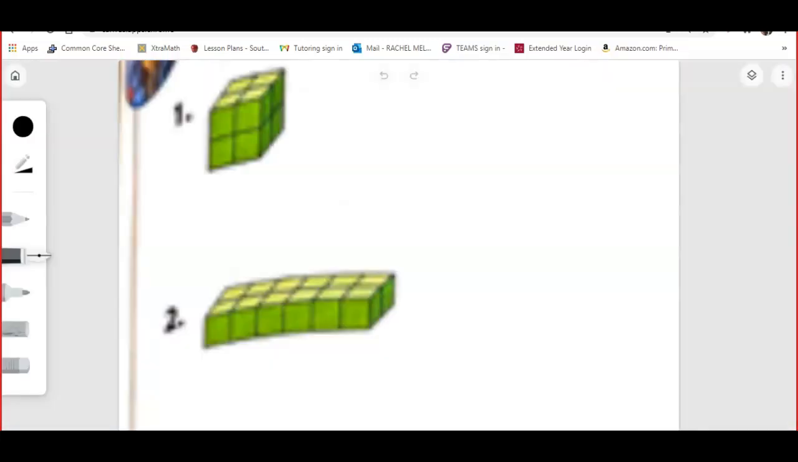All right, and 2 more. So I'm going to look at this one first, number 1. And again, I'm going to think of this as a cake. I can see the top layer of my cake. I can see that there's 1, 2, 3, 4 units in my top layer. And since this is a rectangular prism, there has to be the same on this bottom layer. So 4 plus 4 is 8 cubic units.